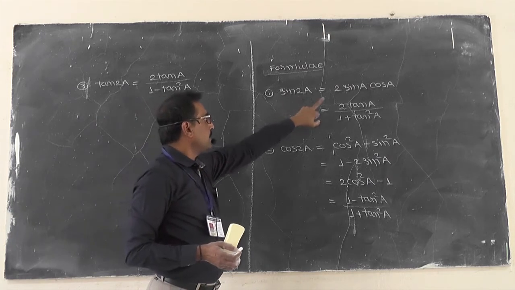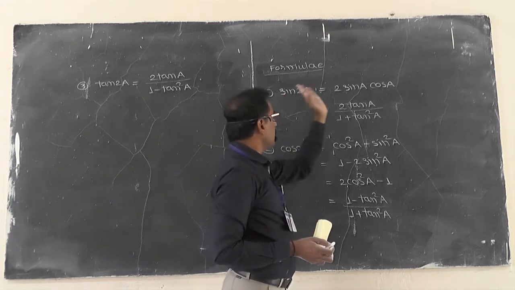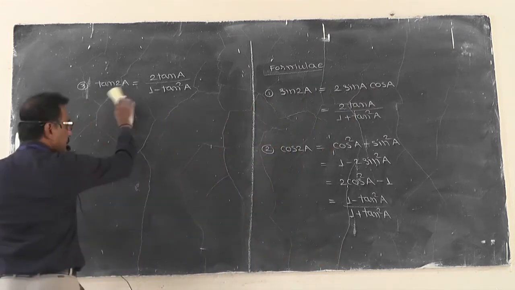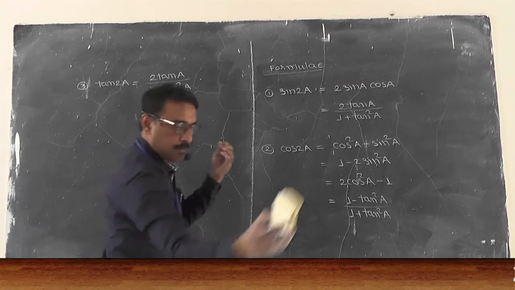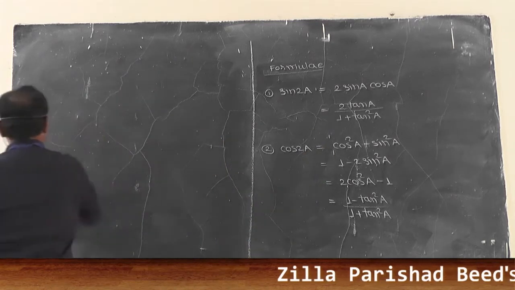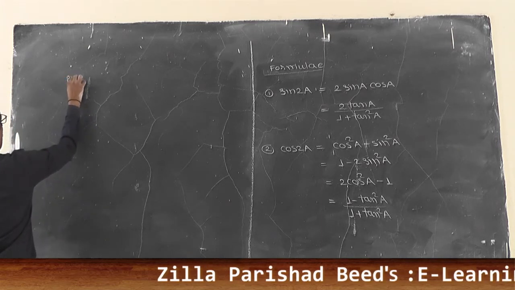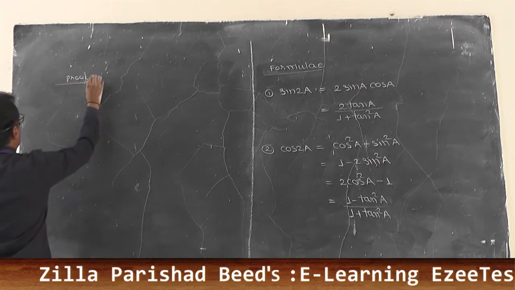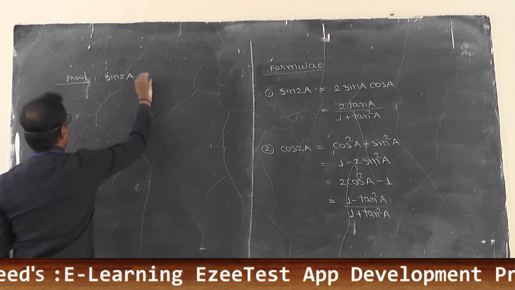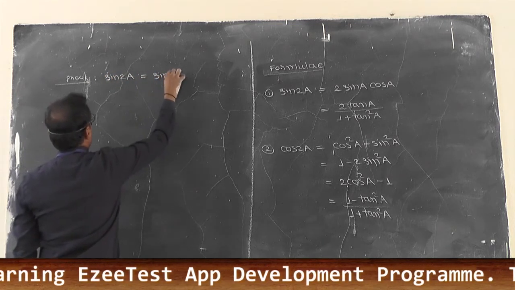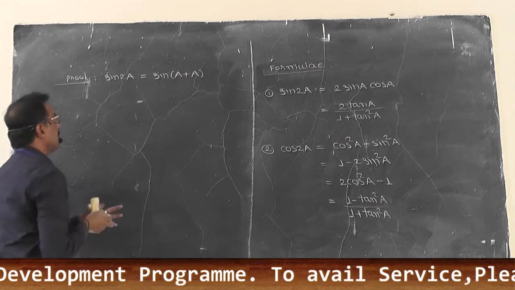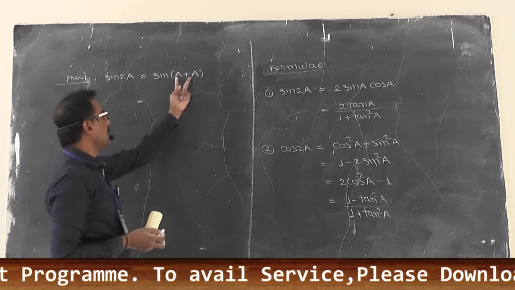If we want proof of this, how sin 2a comes out to be this one, for the sake of convenience I will take the proof of the very first one, sin 2a. Suppose we want the proof. After that we will take problems here. Can I write this as sin of a plus a? I think I can, because 2a can be split as a plus a.